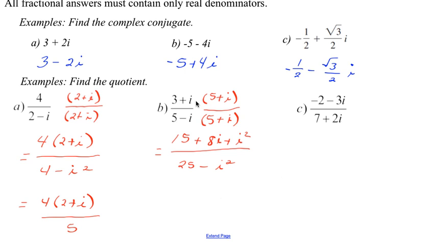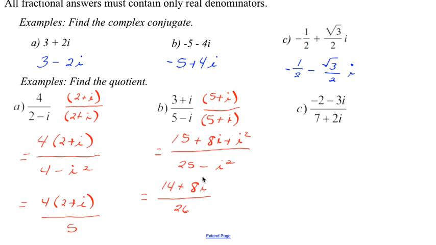Multiplying the numerator using FOIL, you get this. And in the denominator, we have 25 minus i squared, but then we can combine some like terms and simplify in the numerator. Our i squared here is the same as -1. 15 minus 1 is 14. 25 minus a minus 1 is 25 plus 1.